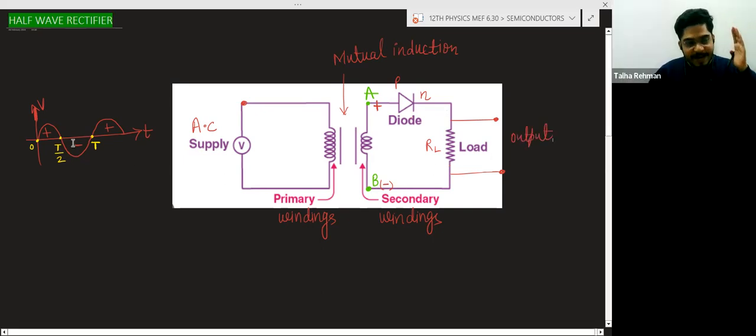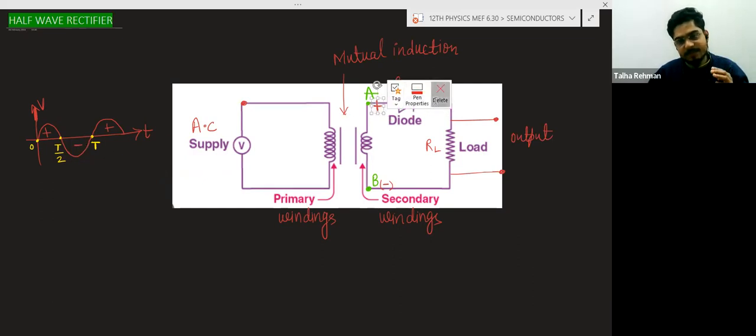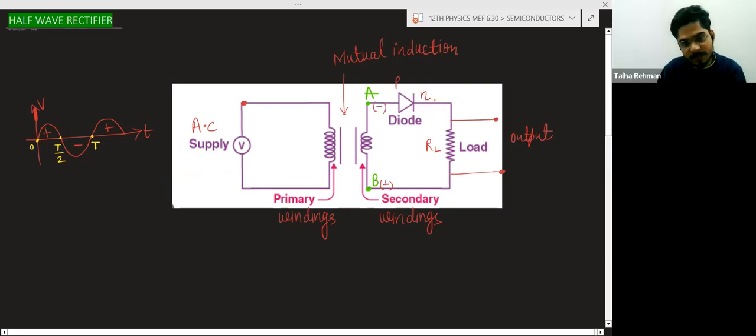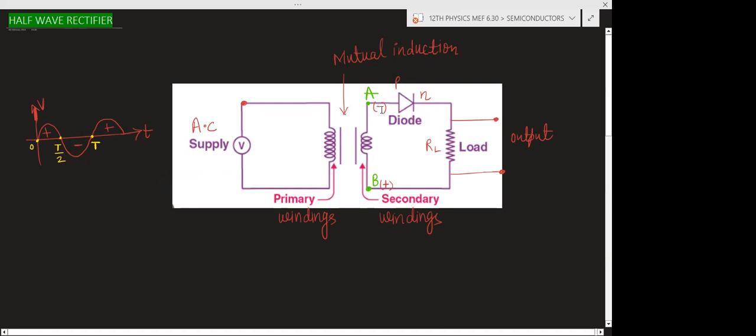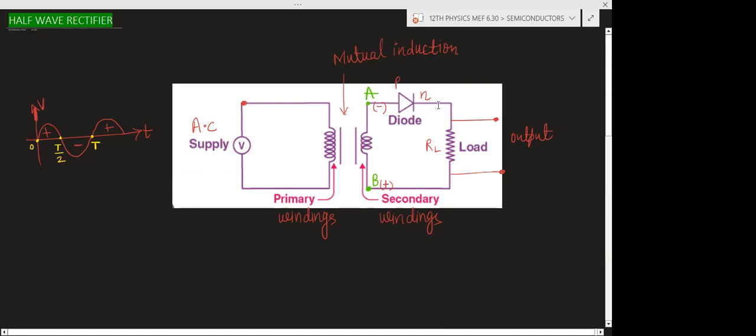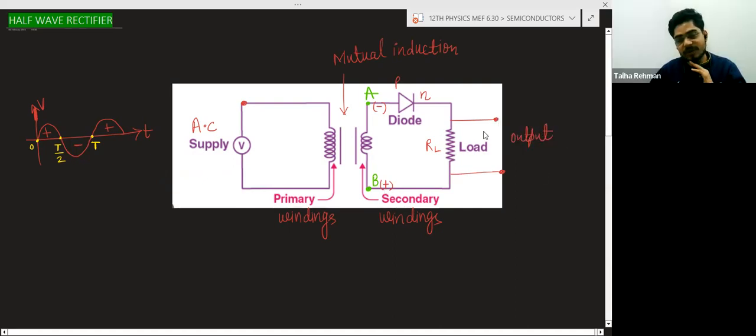Now, during the negative half cycle, suppose this end is negative and this end is positive. The negative end is connected to the P side, and the positive end is connected to the N side. So there is reverse bias. Will it conduct? This is the ideal diode again. No, it will not conduct, which means in this circuit there will be no current, there will be no current across the load resistance, and there will be no output.